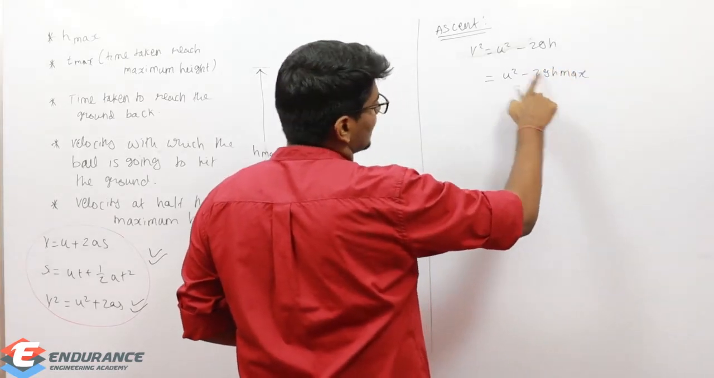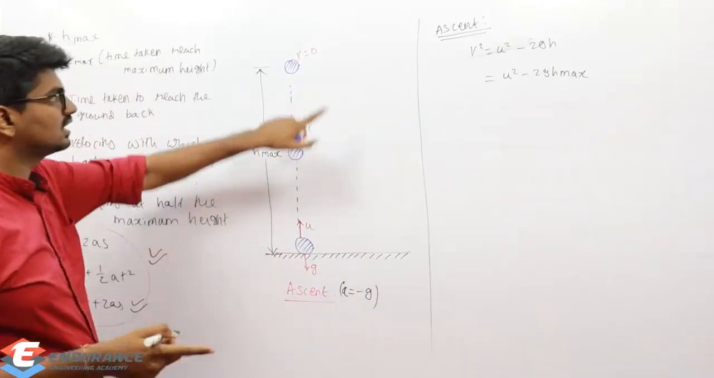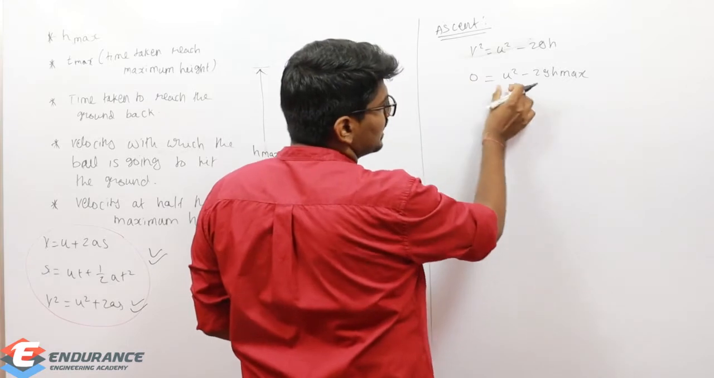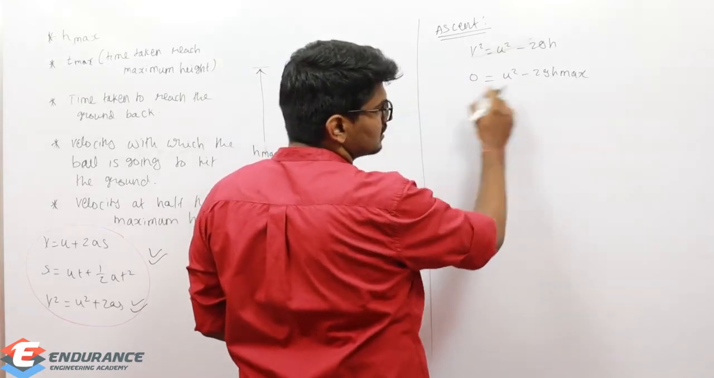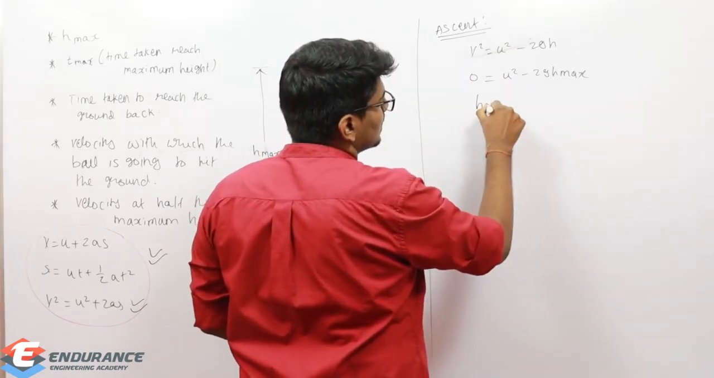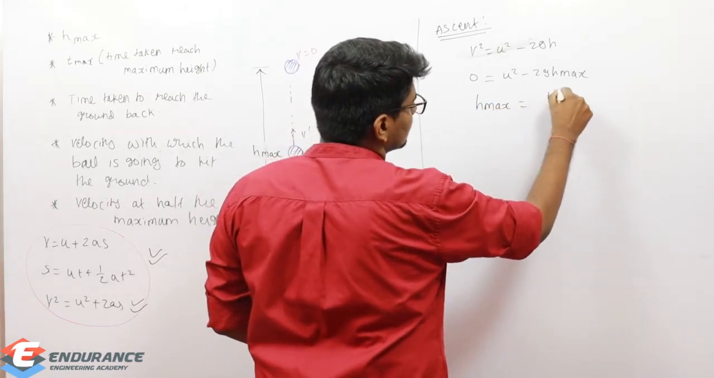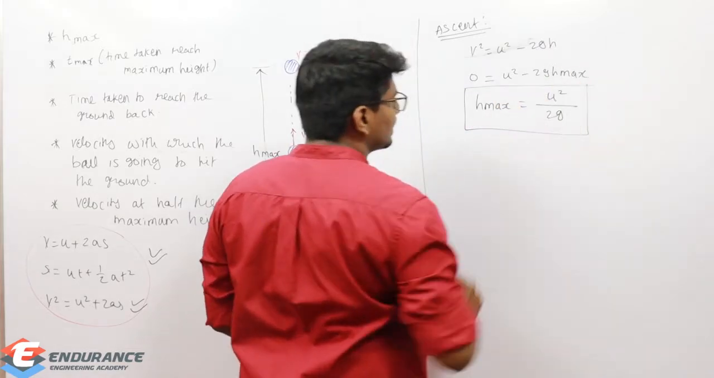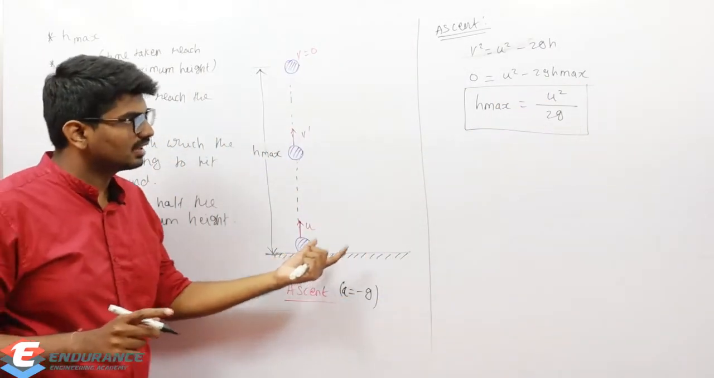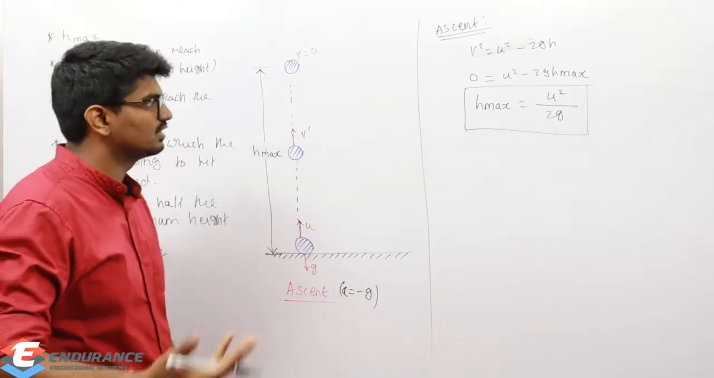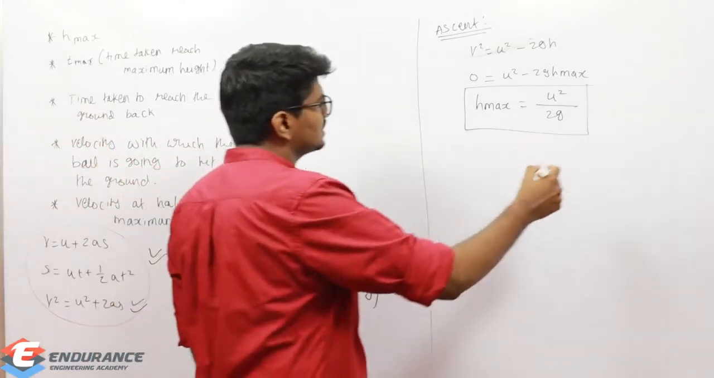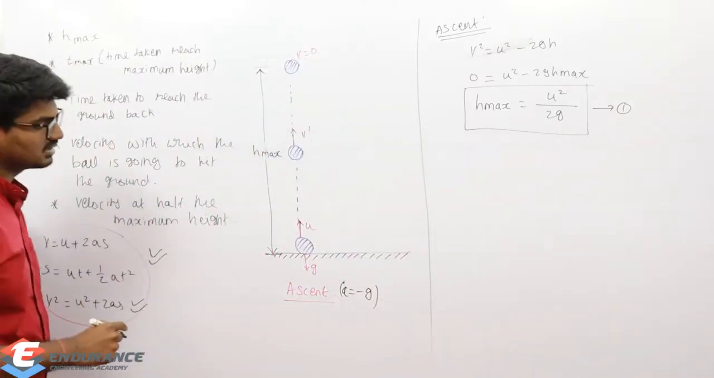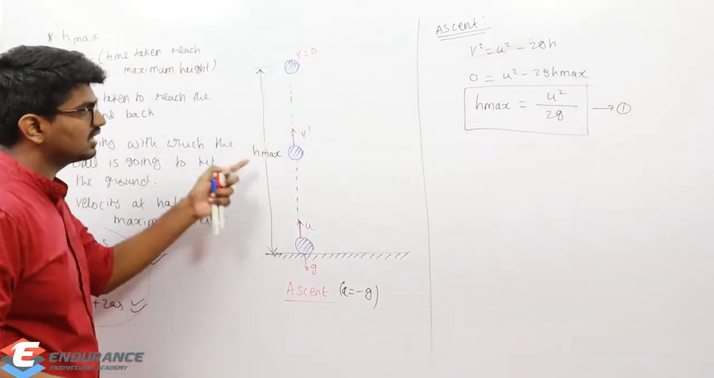And when h is h max, what will happen to velocity? That is the final velocity, it will be zero. Okay, so final velocity will be zero. Now rearrange it, bring this u square this side, minus minus will get cancelled, 2g this side, h max is going to be u square by 2g, where this u is nothing but the initial velocity, and g is the acceleration due to gravity. This is our first question's answer. Now coming to the second question, that is the time taken to reach this maximum distance.